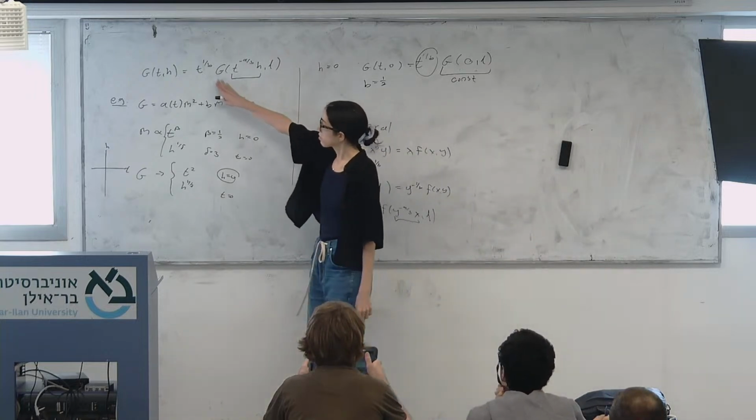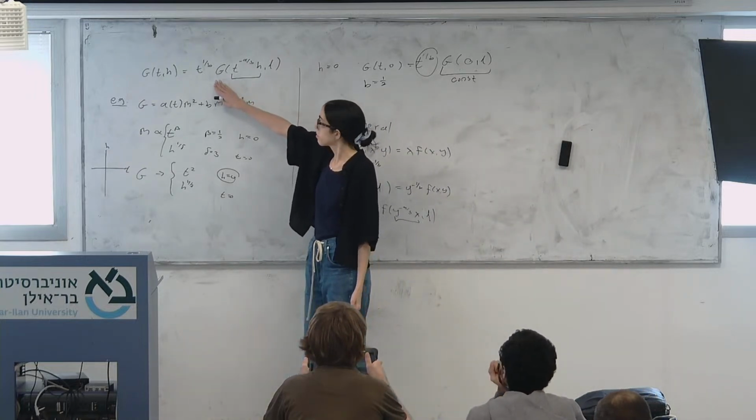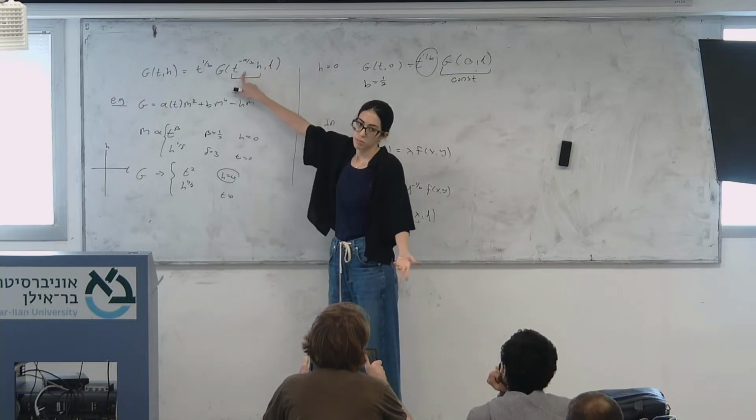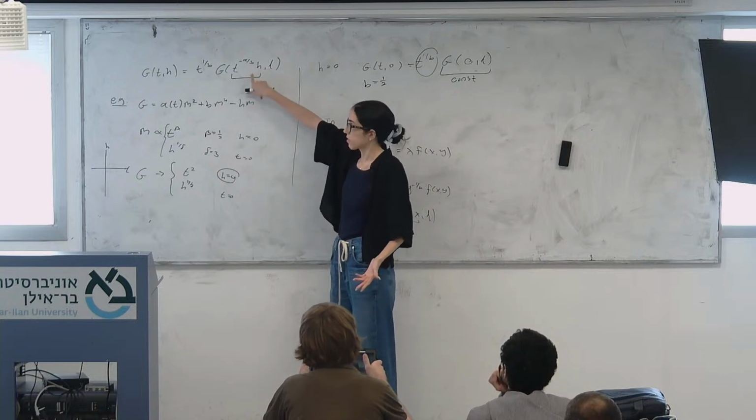So I took that, and I say if I take h equals 0, so this stays the same, and in this argument I have h that multiplies some fraction of t. So no matter what that is, if h is 0, all of that is 0.